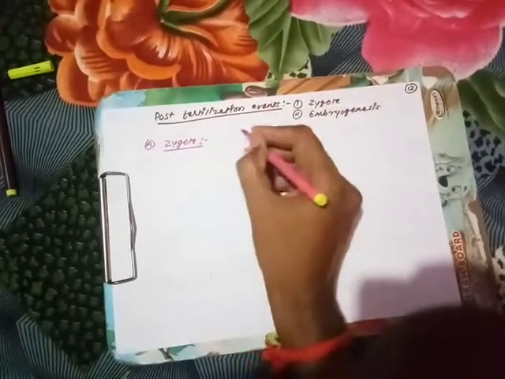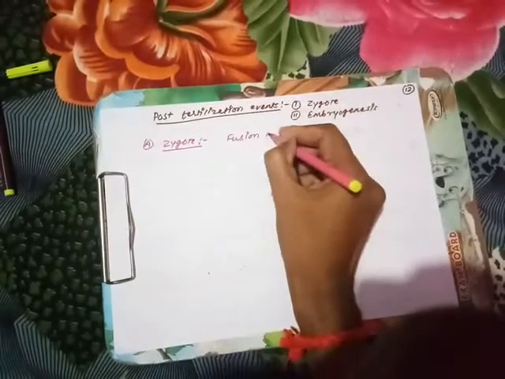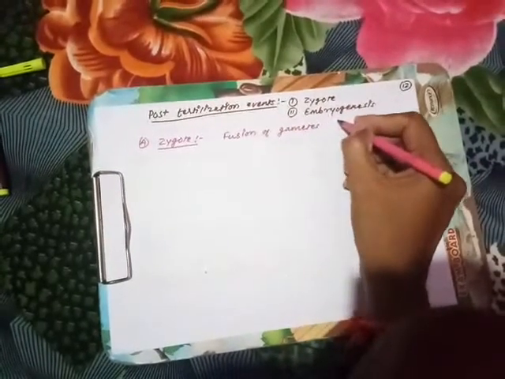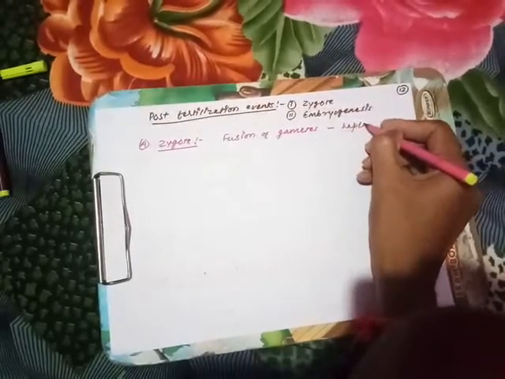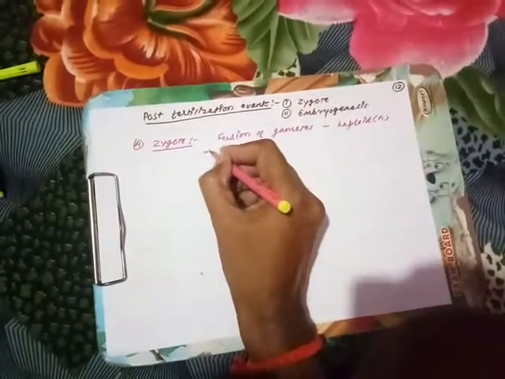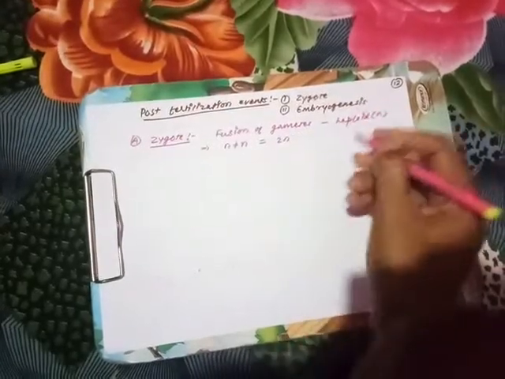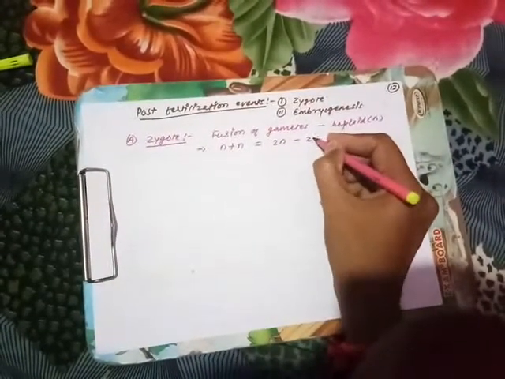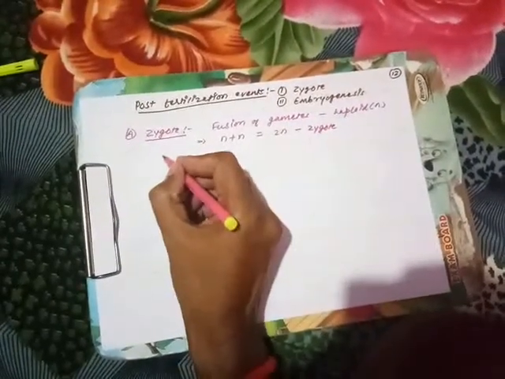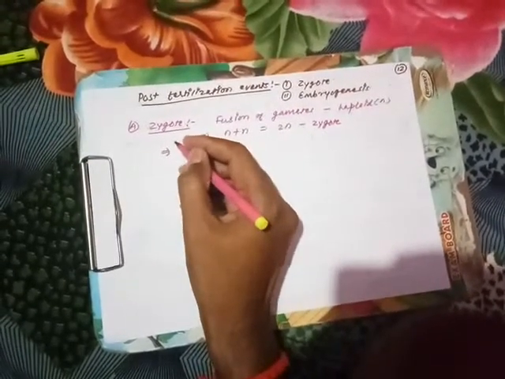As we all know, fertilization is the fusion of gametes. Gametes are usually haploid in nature, which is represented as N. By the fusion, the gametes N and N will combine to form a diploid structure, that is 2N, and this diploid structure is called the zygote. So this is the fate of all organisms: fertilization will lead to the formation of a diploid zygote, a diploid structure.